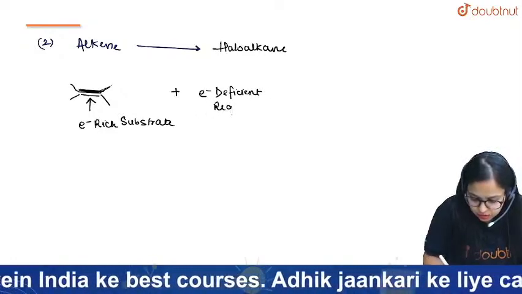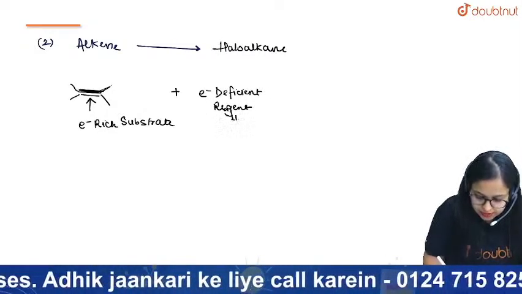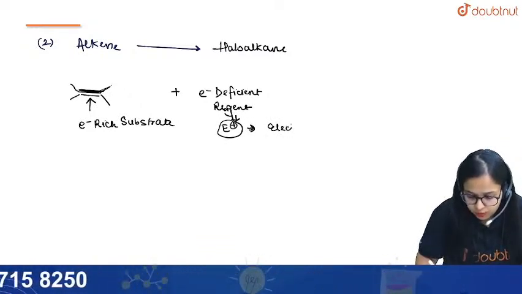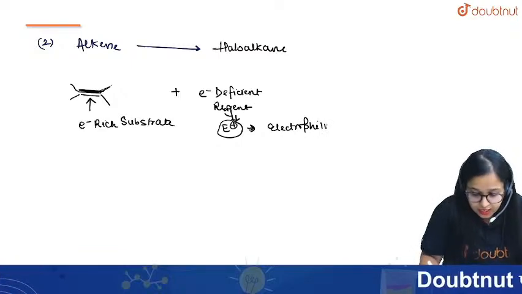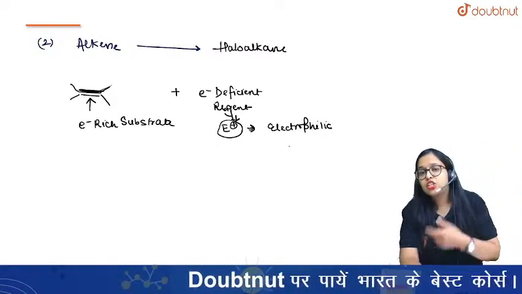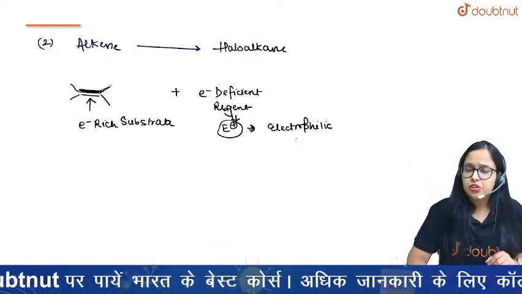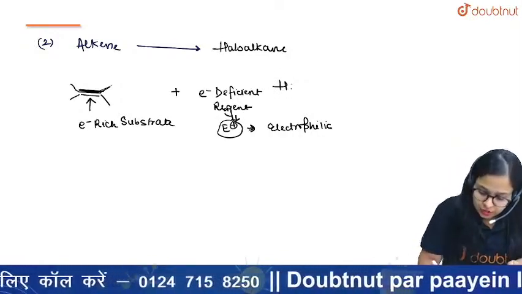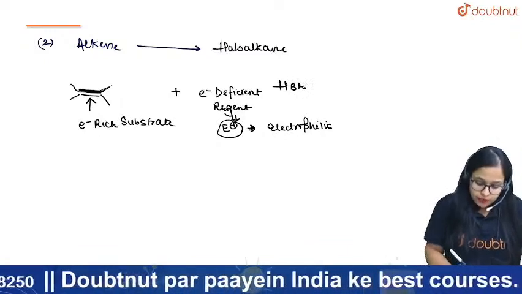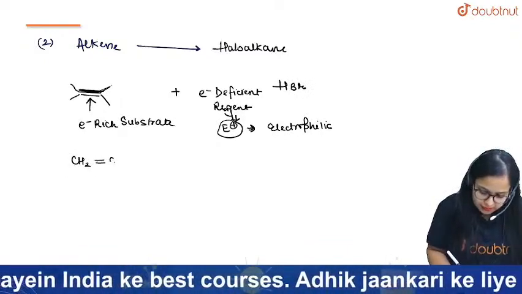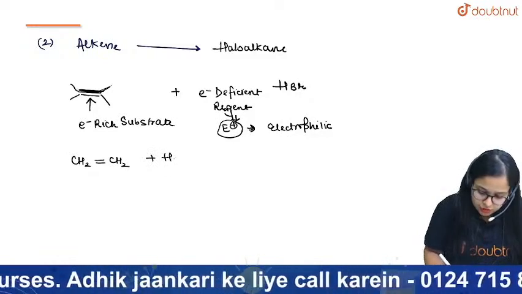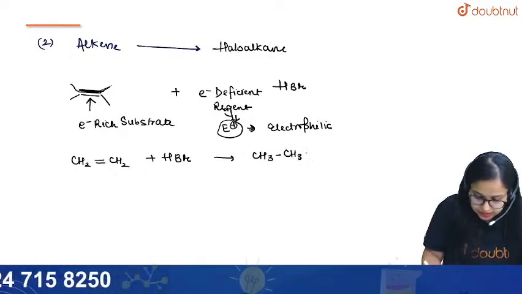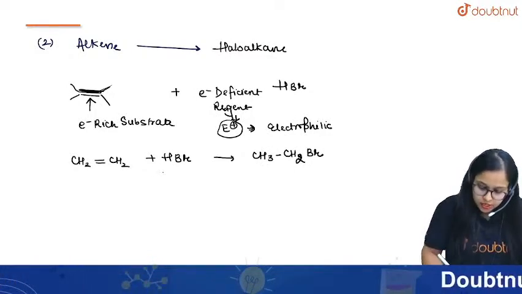reagent. An electron deficient reagent is known as an electrophile, and whenever an electrophile participates in a reaction, it always shows an electrophilic reaction, that is, it can show electrophilic substitution or electrophilic addition reactions. In alkenes, generally addition reaction happens. Let us say we take ethene and add HBr to it, you will get the product CH3CH2Br.